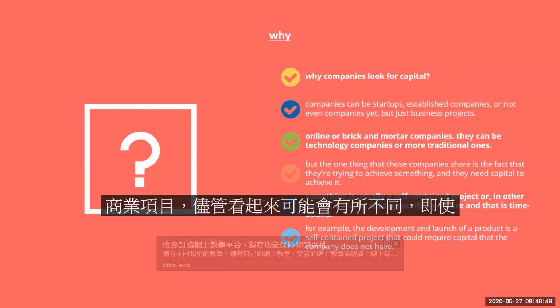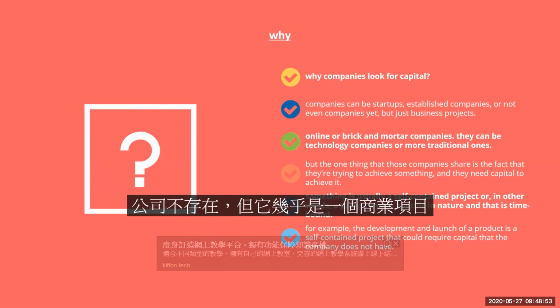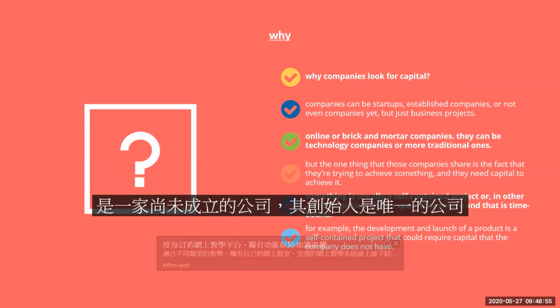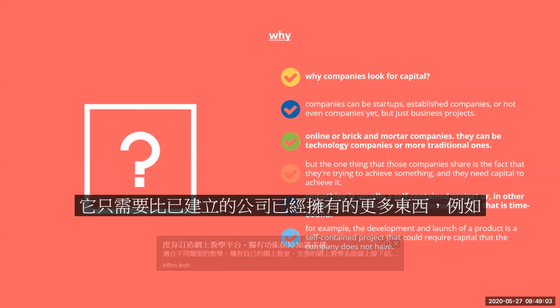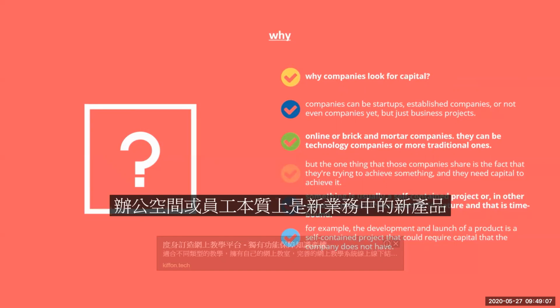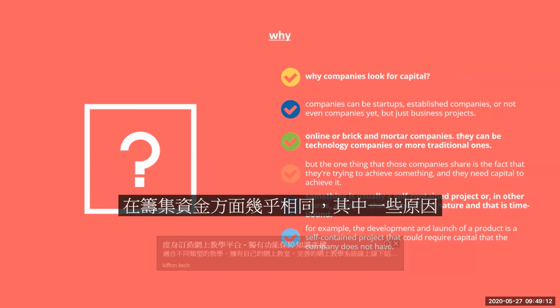For a business project, although it looks like it could be different, given that the company doesn't exist yet, it is pretty much the same thing. A business project is a company that has not started yet and has its founder as its one and only employee. It usually needs to develop and launch its first product, and to do that, it just needs more things than an established company already has, such as office space or employees. In essence, a new product and a new business is pretty much the same when it comes to raising capital.